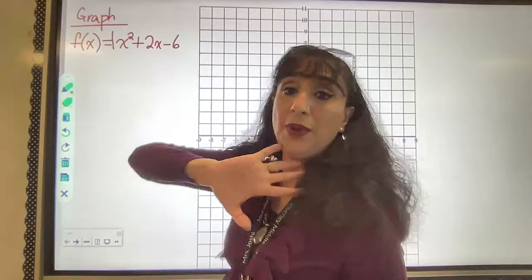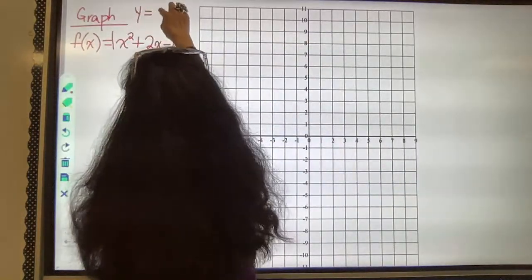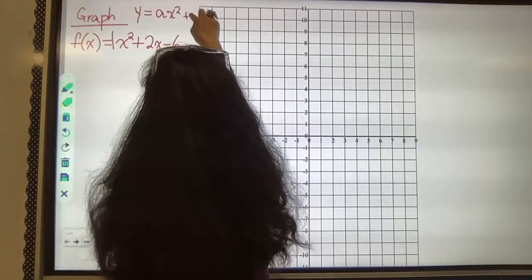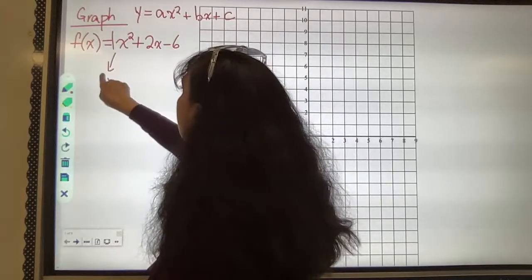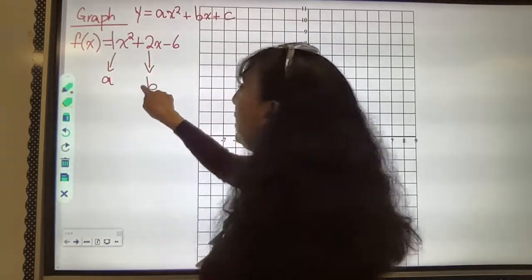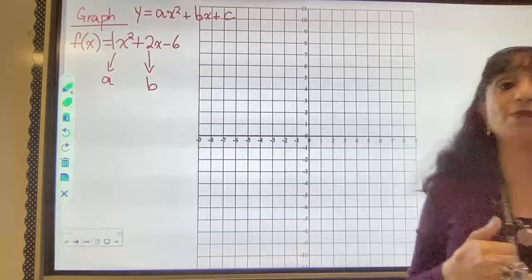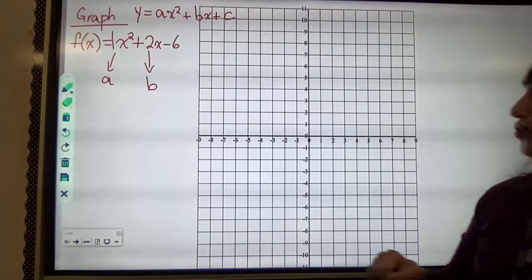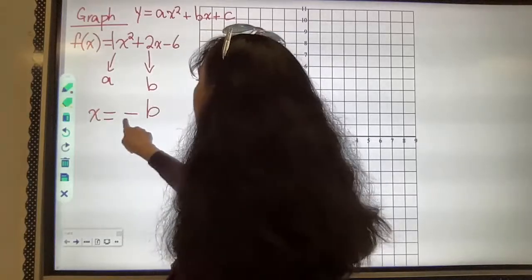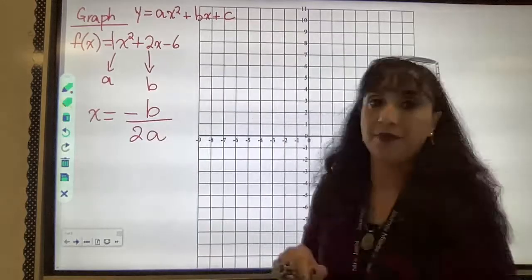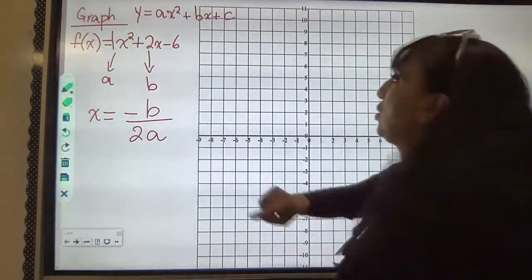Okay, so please remember our formula again for quadratic function, where we have y is equal to ax squared plus bx plus c, right? So this is nothing but a, this is nothing but b. So once I have that, I'm going to go ahead and use my formula for my axis of symmetry, where I have x is equal to negative b over 2 times a. So what is my opposite of b is going to be negative 2.